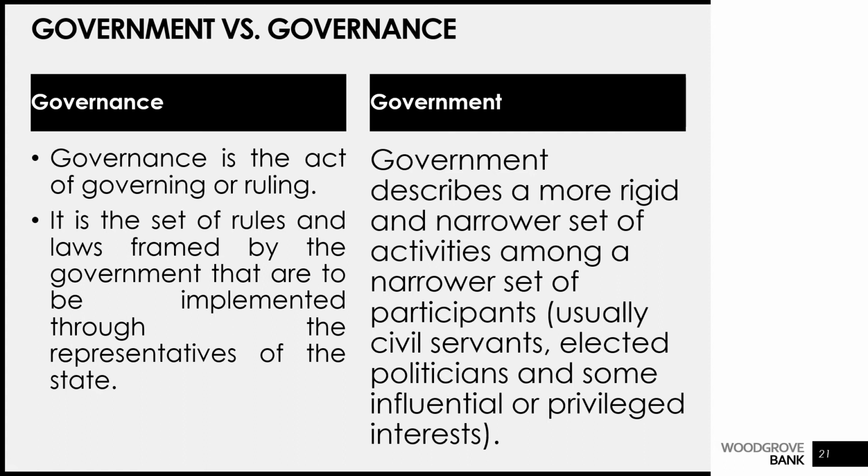Next one. Government describes a more rigid and narrower set of activities among a narrower set of participants, usually civil servants, elected politicians, and some influential privileged interests. So when you say government, it is a set of participants or individuals in charge of delivering or implementing a certain policy or activity. They are the privileged ones. Why? They are sometimes elected or appointed based on rank and file.